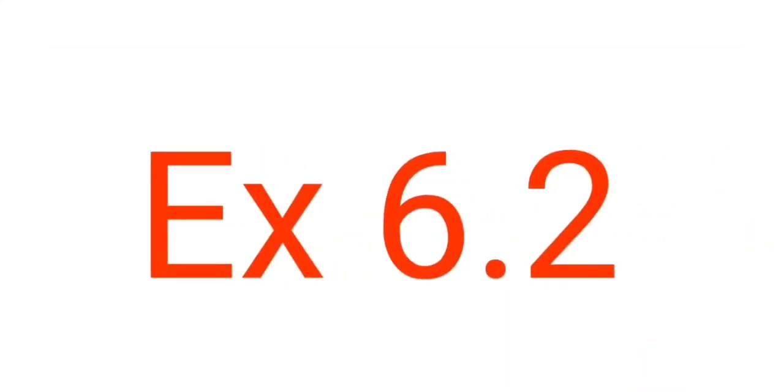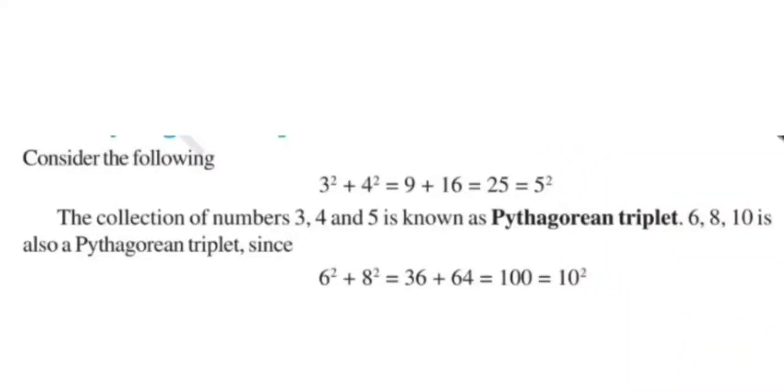Now see exercise 6.2. But before that, see Pythagorean triplets. Okay, so scholars, see one example. 3 square plus 4 square. So what is 3 square? This is 9. And 4 square is what? 16. 9 plus 16 is what? 25. And this 25 we can write as 5 square. So the collection of numbers 3, 4 and 5 is known as a Pythagorean triplet.